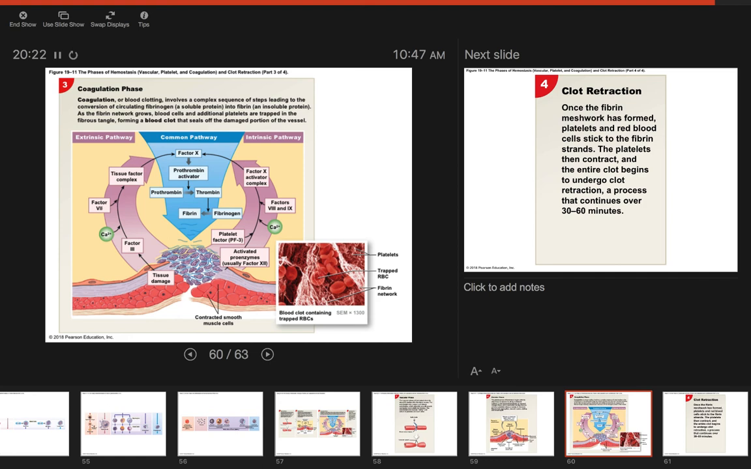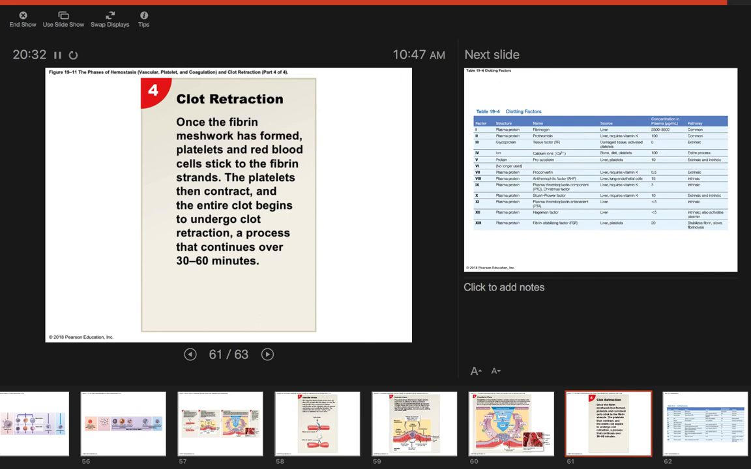All right, and now we've stopped the blood. That's hemostasis. We've stopped the blood from leaking out. The last phase is the clot retraction, after the endothelium of the blood vessel knits back together and that blood vessel is repaired. We have to get rid of the blood clot, so the clot starts to undergo retraction, where it gets absorbed back into the body. It gets dissolved. So those are the four phases of hemostasis.